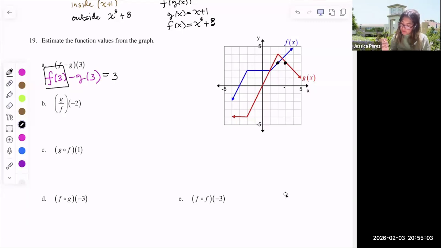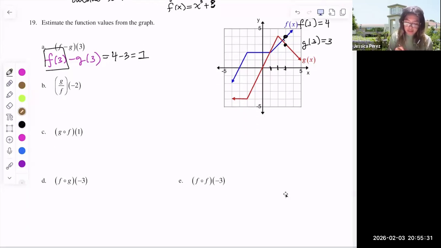Oh, I'm not seeing properly. F of 3, 1, 2, 3. Sorry about that. So f of 3 is actually 4. It's up right here. F of 3 gives you 4 as my y value, and g of 3 is actually 3. So then we subtract 4 minus 3, and that's going to give us 1. Just looking at the graph.